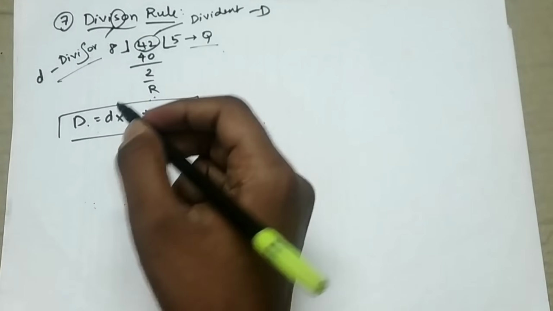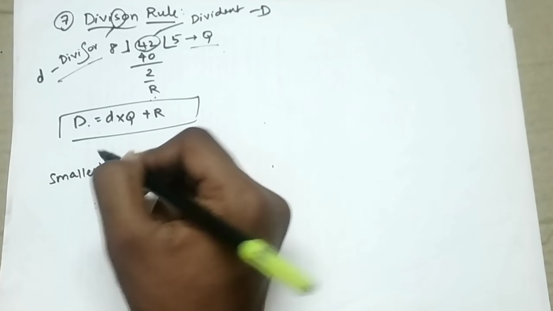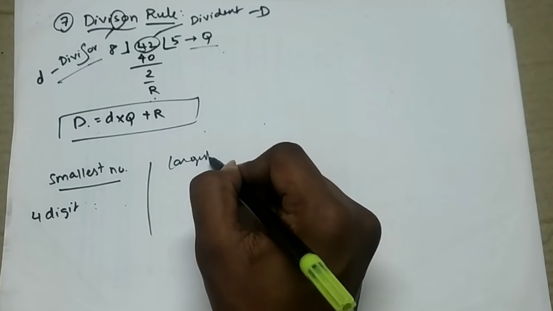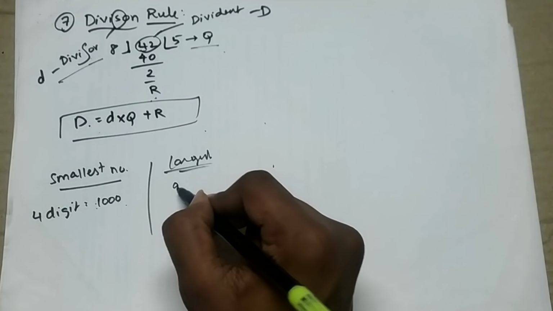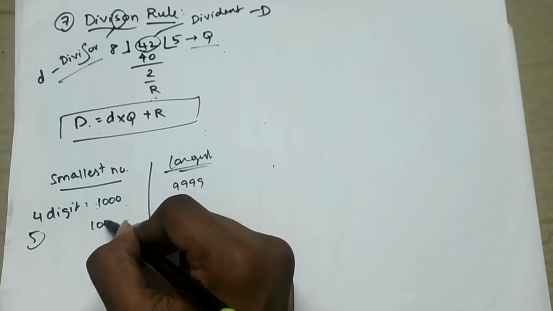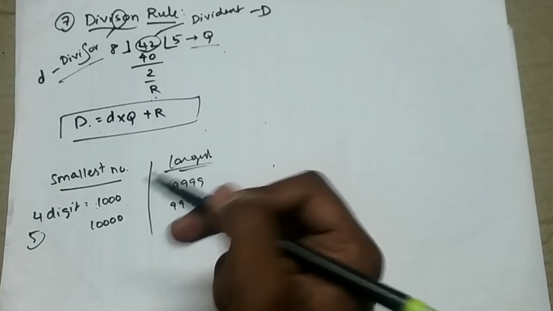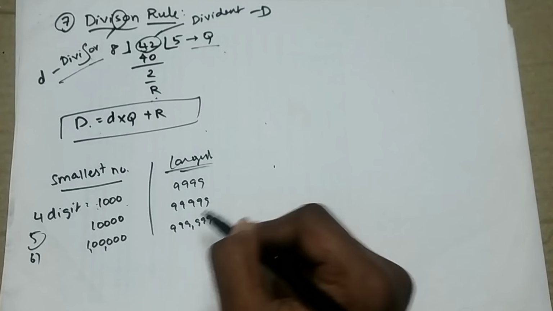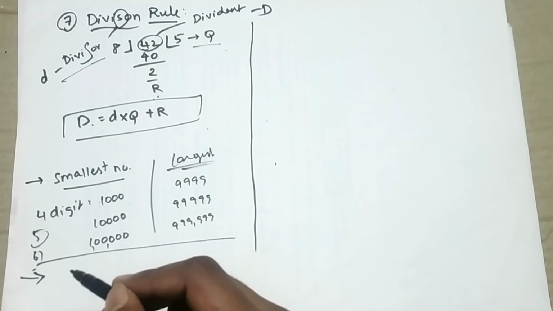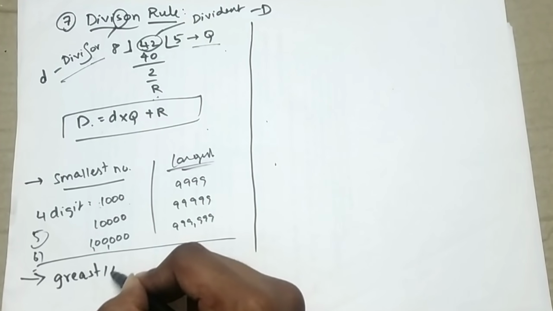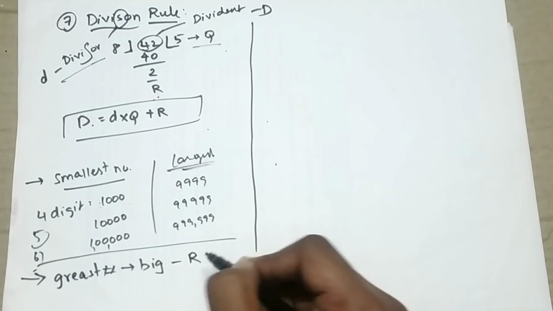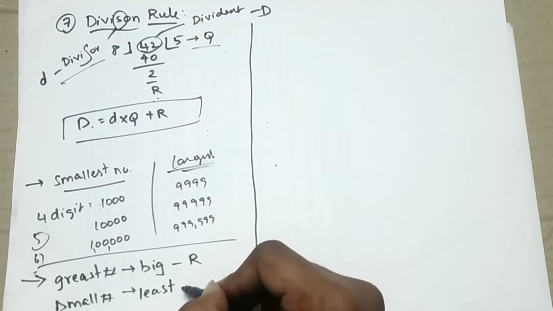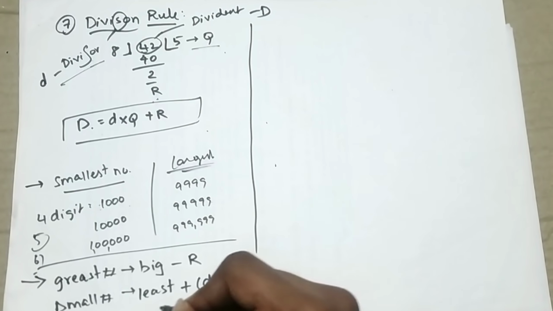Okay, so let us see how to do it. And so the smallest number and the largest number, so 4 digits. The smallest number of 4 digits will be 1000 and the largest 9999, and for 5 digits it will be 10,000 and 99,999. 6 digits will be 1 lakh, and here it will be 9,99,999. So here we need to remember carefully that the greatest number will be biggest minus remainder. The smallest number will be least plus divisor minus remainder, and here r is the remainder.